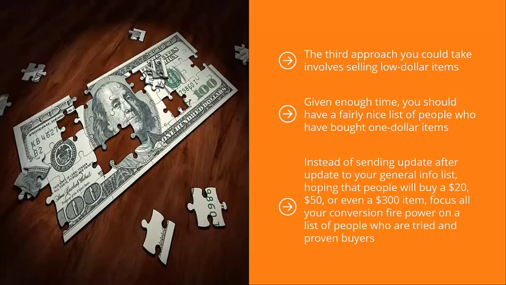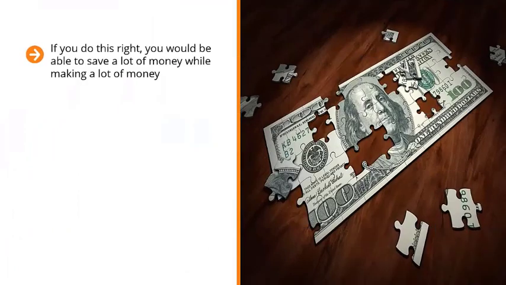Instead of sending update after update to your general info list, hoping that people will buy a $20, $50, or even a $300 item, focus all your conversion firepower on a list of people who are tried and proven buyers. This saves you a lot of time and effort. You should still send updates to your general information list. However, you should space these apart and focus on value. You should also advertise only lower dollar items. If you do this right, you would be able to save a lot of money while making a lot of money. How is this done?